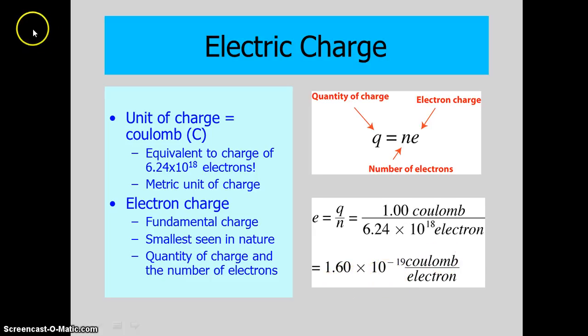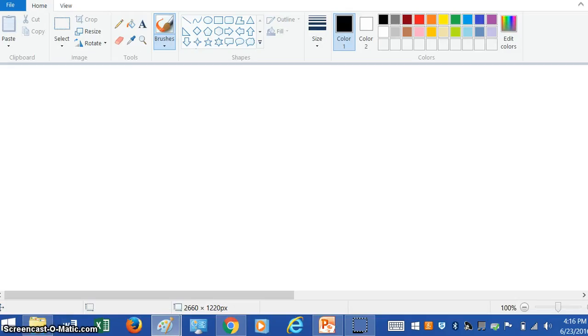All right, let's do a quick example. For our first example, remember we're using this equation, q equals some number, where N is just a positive whole number, times the charge of either an electron or a proton.